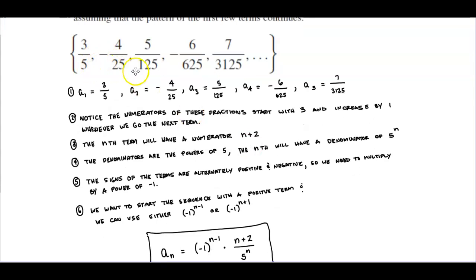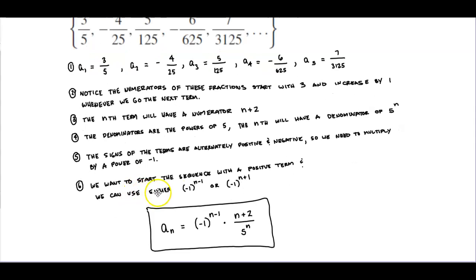Now, if we look at the denominators of this sequence, we can see that they are powers of 5. So the nth term will have a denominator of 5 to the nth power. And also, if you take a look at each of the terms of the sequence, the signs of the terms are alternately positive and negative. So we need to multiply by a power of negative 1.